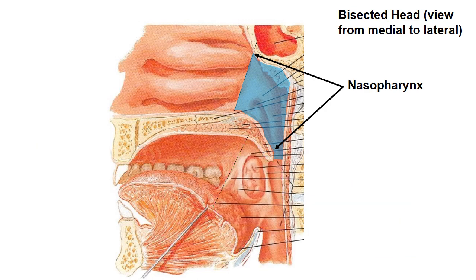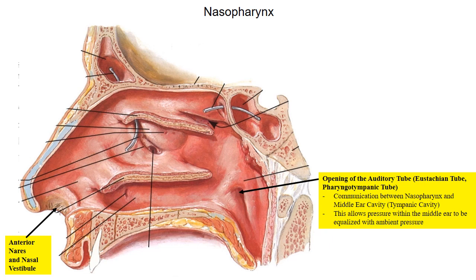Okay, now let's focus on the nasopharynx. Let's look right there. Again, we're concentrating on this space right here, located posterior to the nasal cavity and superior to the soft palate. And that gives us this view here. We can see now we're looking at the nasal cavity and nasopharynx.